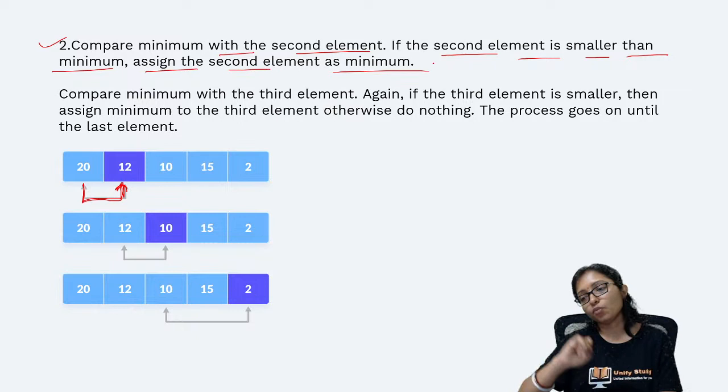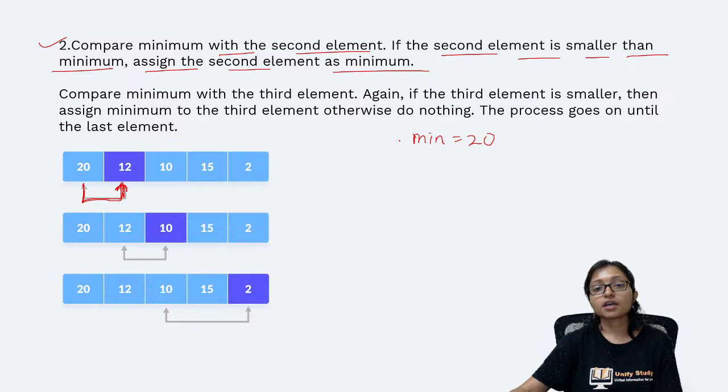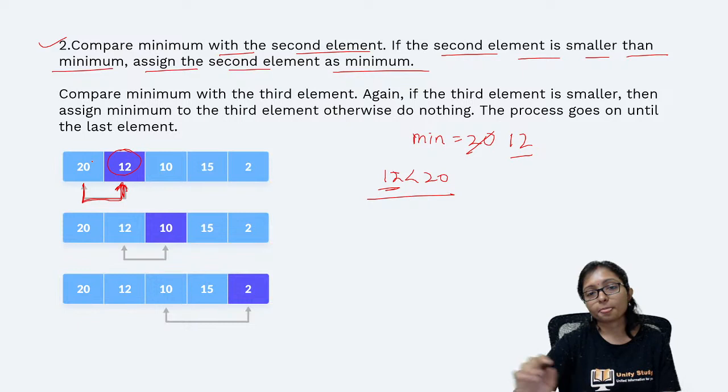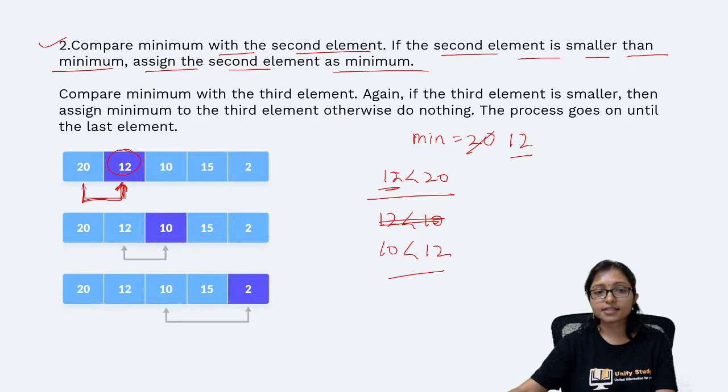Simple. Previously your minimum was 20. Now you are comparing: is 12 less than 20? Yes, 12 is less than 20. You will update it to 12. Now 12 is your minimum. Now you check: is 10 less than 12? Yes, so you will update it to 10. Now 10 is your minimum.